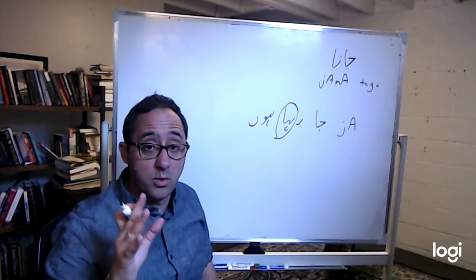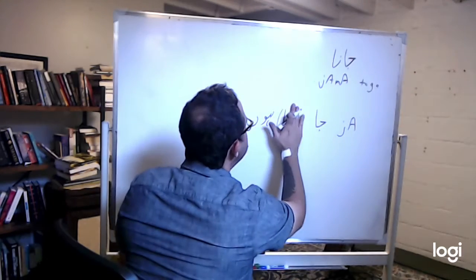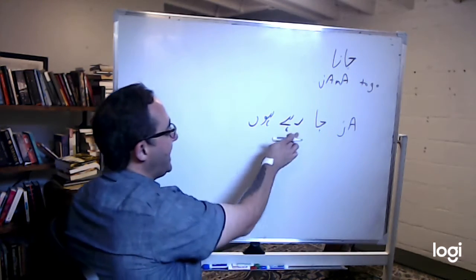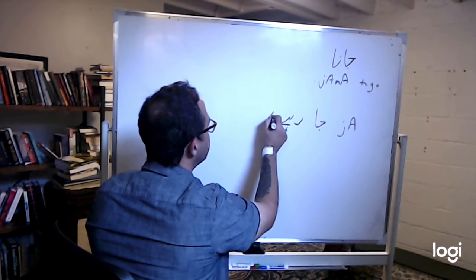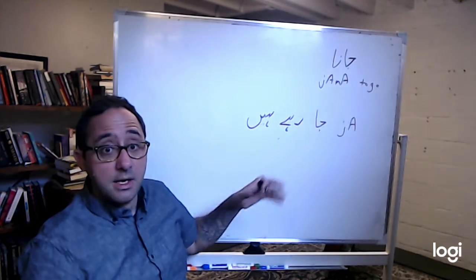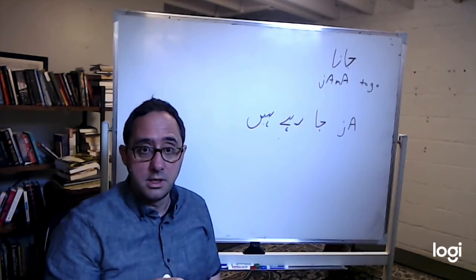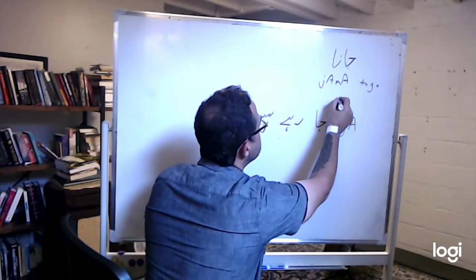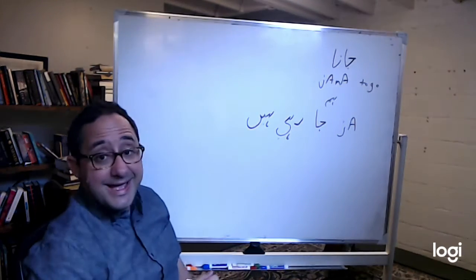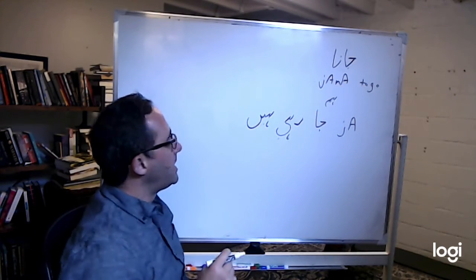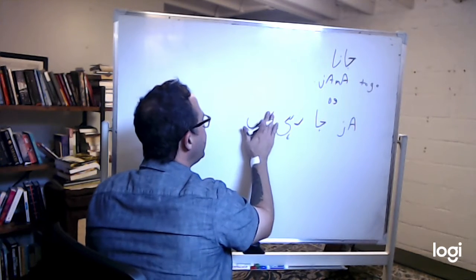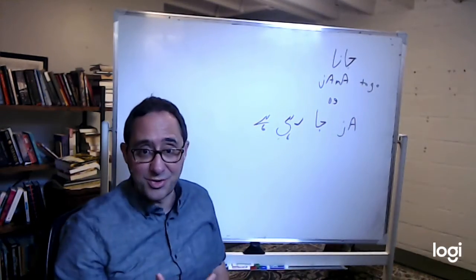What would it be if it was male and plural? Ja rahe. Ja rahe hain. Because we can't be plural in main, right? So this would be hum ja rahe hain. What if it's plural and female and we're saying hum? We would say ja rahi. Rahi hain. Rahi, right? What if it's singular and female? Vo ja rahi hai. You see how it's working now?